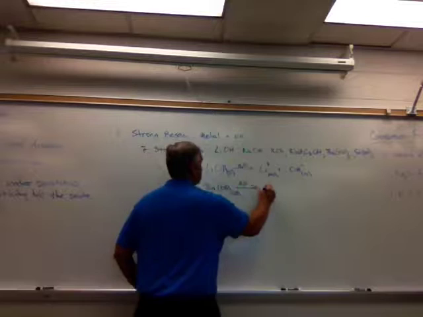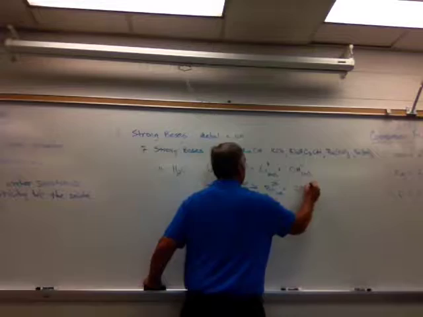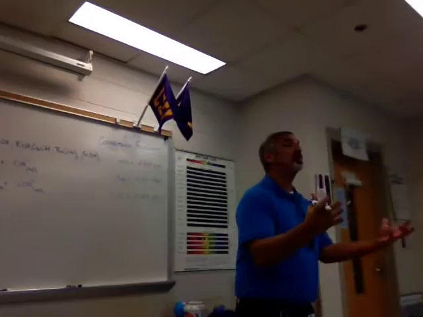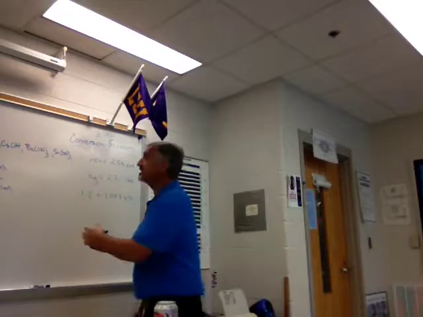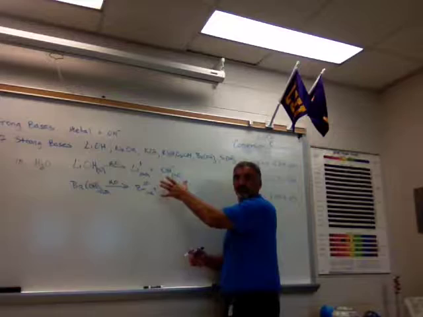Ba2+ aqueous plus 2 OH minuses. This is considered to be dibasic. It's going to produce 2 OH minuses. Every one barium hydroxide produces 2 OHs. But the key is that it is dissolving as ions. Okay? It's dissolving as ions.